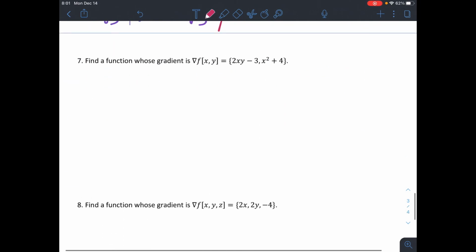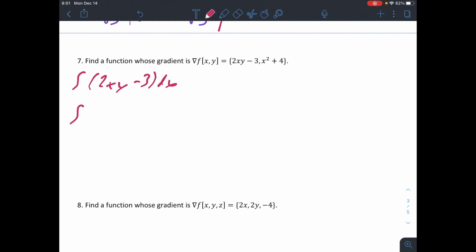Brings us to our last page. Just a couple examples here. Find a function whose gradient is that. So there's a couple ways to do this. What I like to do is I like to integrate the first part with respect to x and integrate the second part with respect to y.